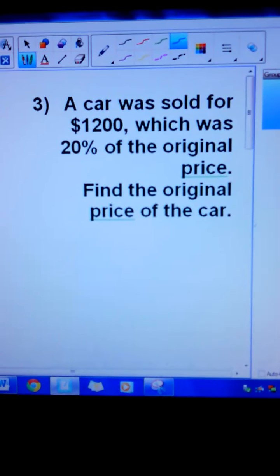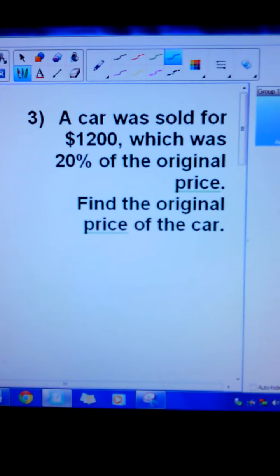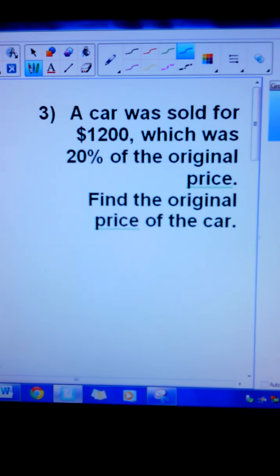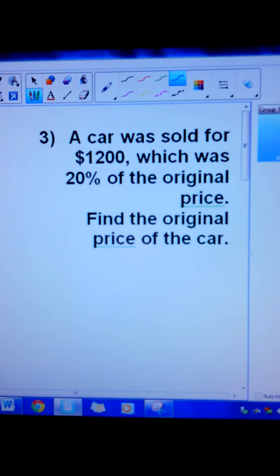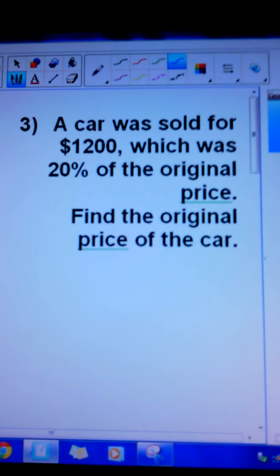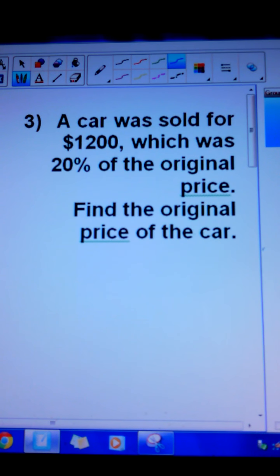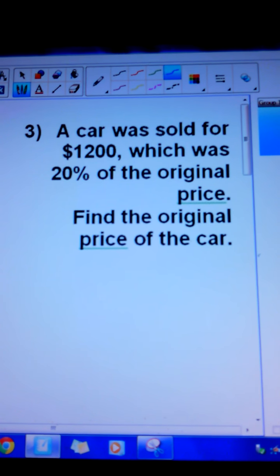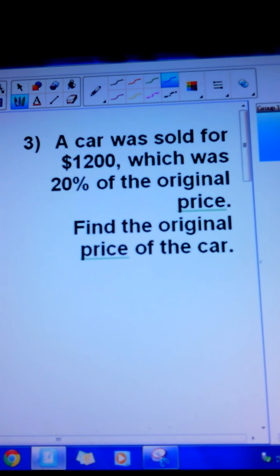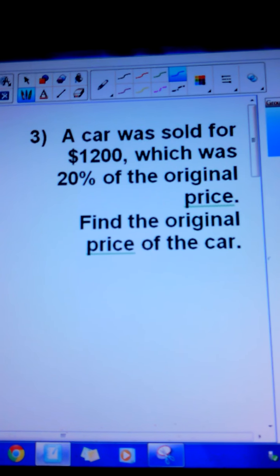Continuing our discussion on percent word problems, let's look at the next question. A car was sold for $1,200, which was 20% of the original price. Find the original price of the car. We need to take part of the problem and translate it into an equation.